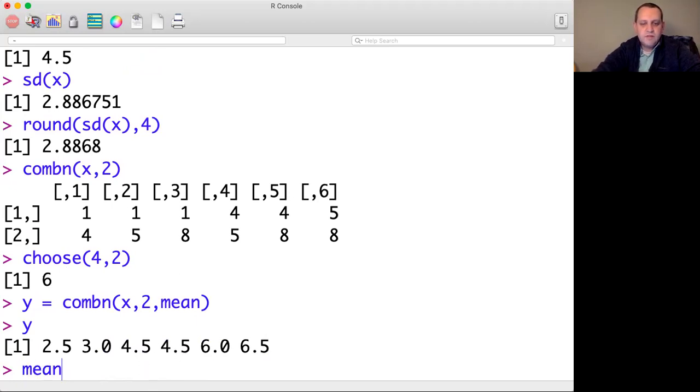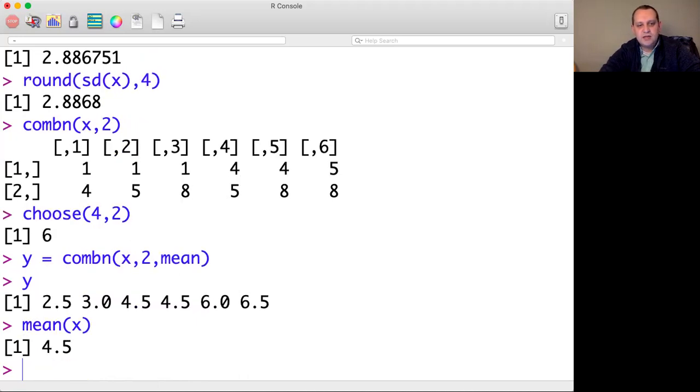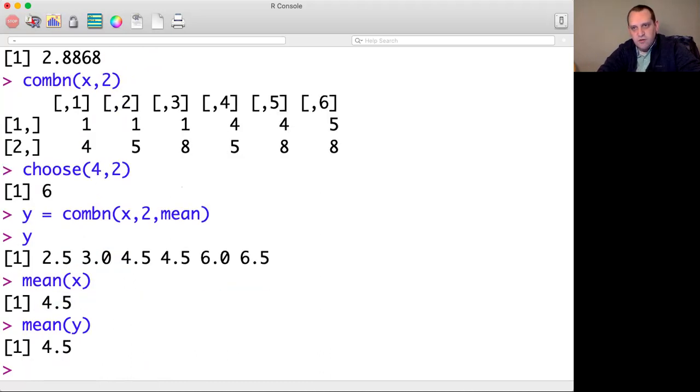Okay, and it turns out that if you take the mean of the data set X, you get 4.5, which we knew. And if you take the mean of this set Y, this is the mean of the sample means, you also get 4.5. And this is what we knew. As long as we have samples that are all the same size, this will always work.